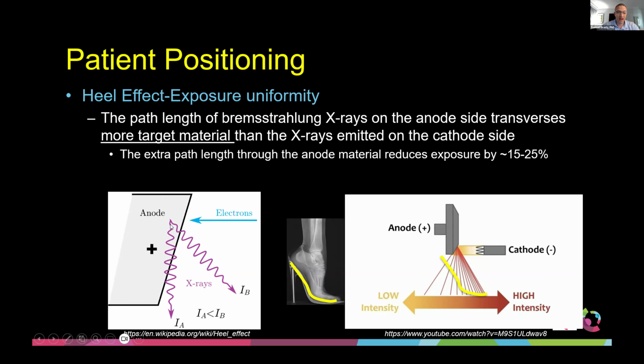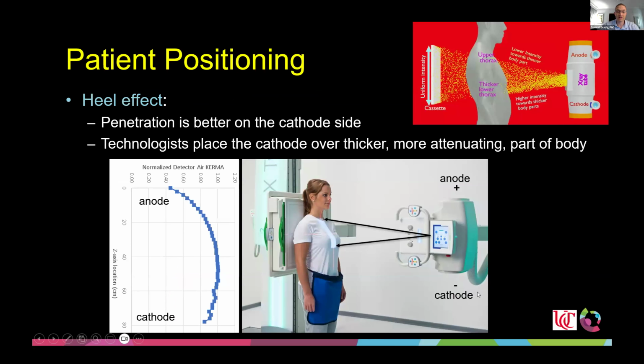But because some X-rays will pass through more anode material, they will have the tendency to get somewhat more absorbed on the anode side than the cathode side. And this leads to what we call the heel effect. In other words, the intensity of the X-ray beam is lower on the anode side of the X-ray tube than the cathode side. And that's okay. We can use this principle when we set up our patients.